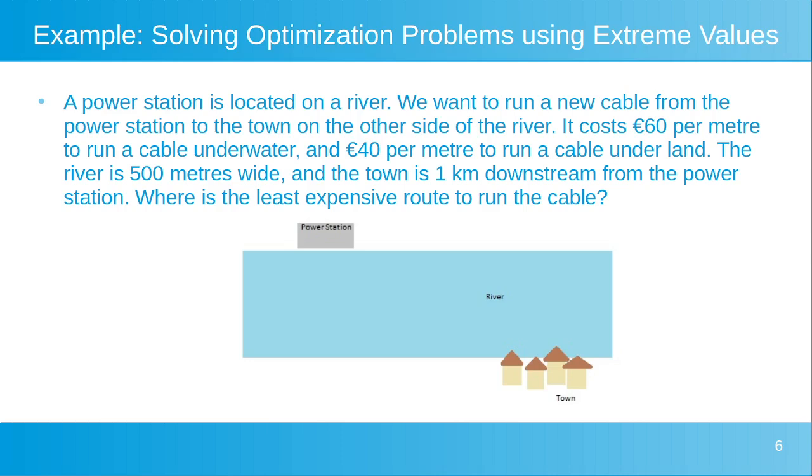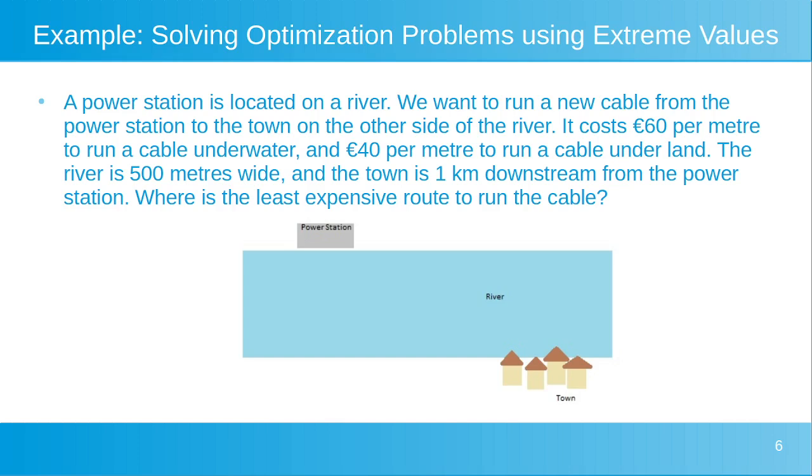It costs €60 per meter to run a cable underwater, and it costs €40 per meter to run a cable under land. The river is 500 meters wide, and the town is a kilometer downstream from the power station. So what we want to find is where is the least expensive route to run the cable.